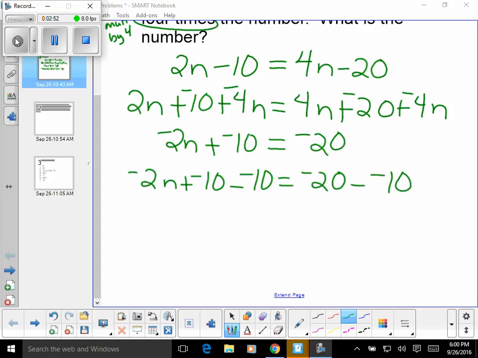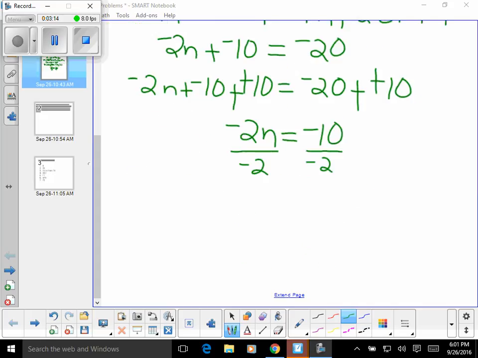Subtraction means to add the opposite. So on the left side, I will have negative 2n. On the right side, add the opposite. I will have negative 10. Then I'm going to divide both sides by negative 2, and n will equal 5.